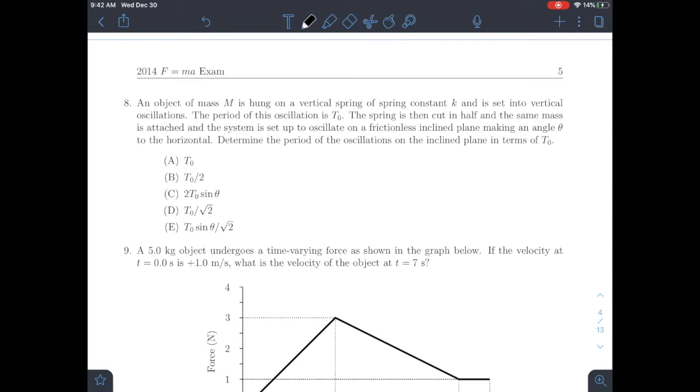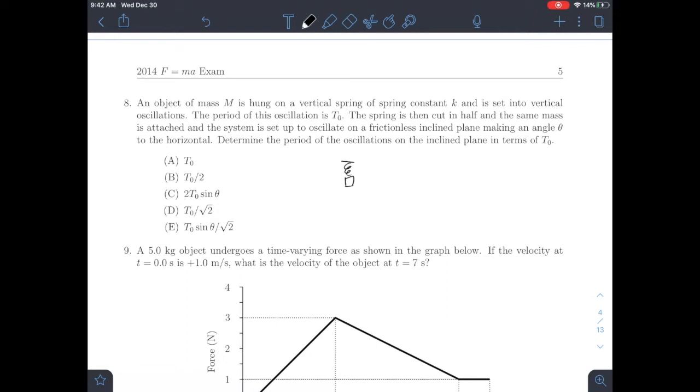Question number 8. An object of mass m is hung on a vertical spring of spring constant k and is set into vertical oscillations. The period of its oscillation is t0. The spring is then cut in half, and the same mass is attached to the system and set to oscillate on a frictionless inclined plane, making an angle of theta to the horizontal. Determine the period of oscillation on the inclined plane in terms of t0.